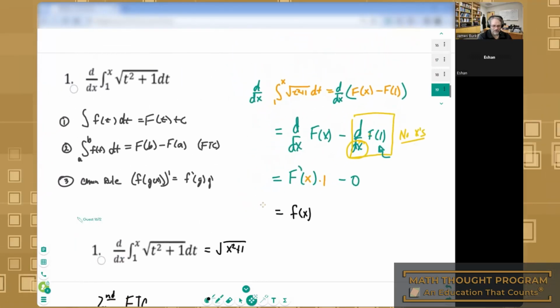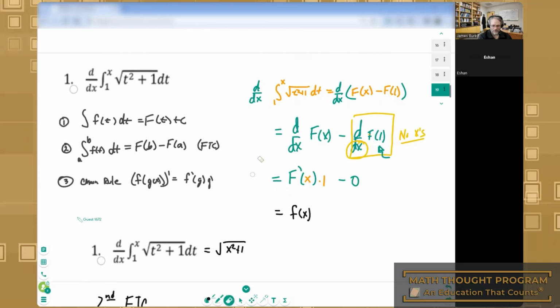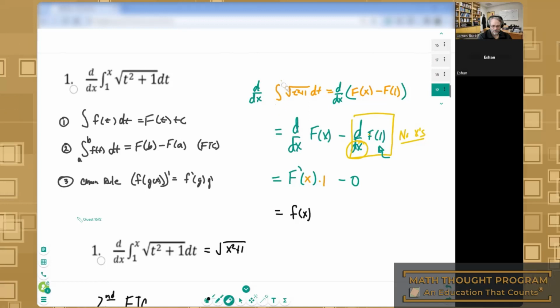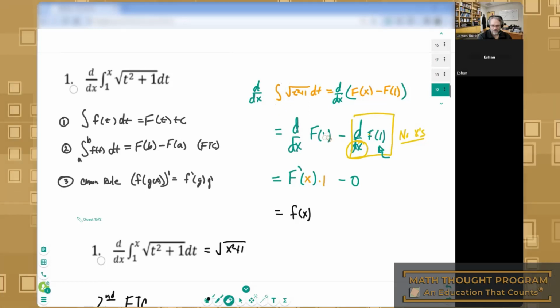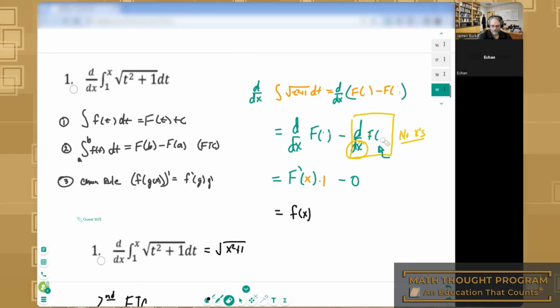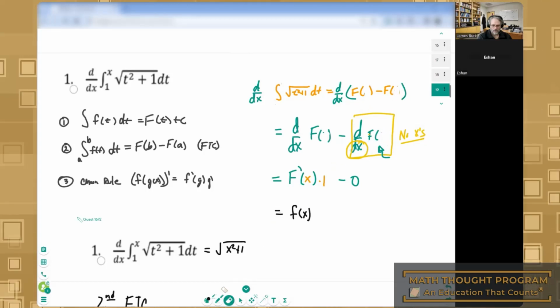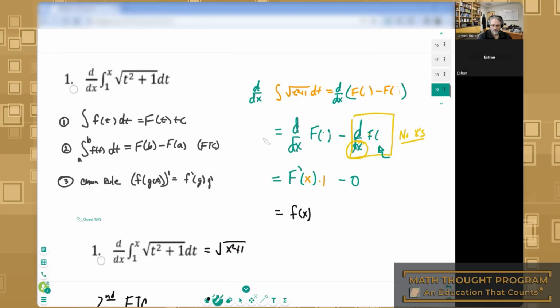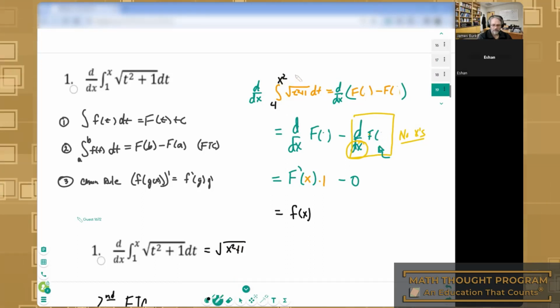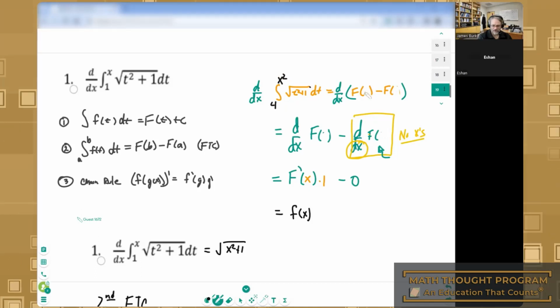Now, a few things to observe real fast. Let me take this and change it. Instead of saying x and 1, what I'll do now is say something like 4, and let's say x squared. Okay, so we do the same thing. We find the antiderivative.